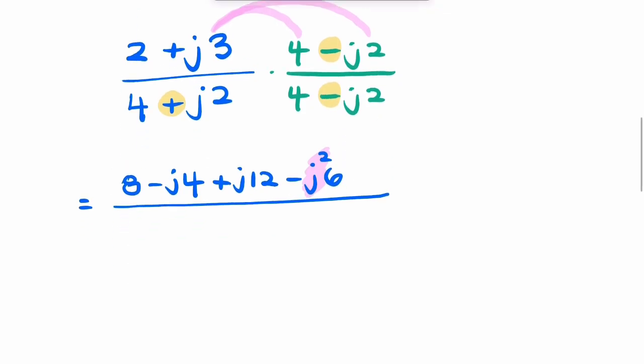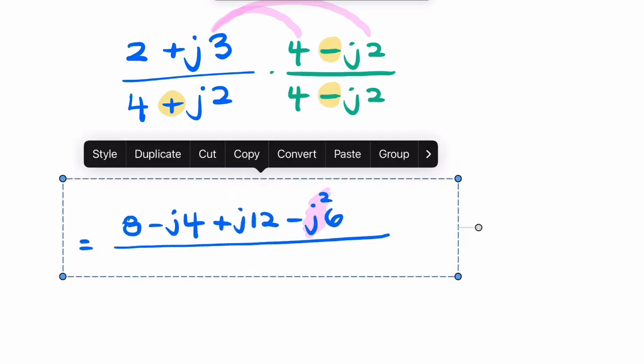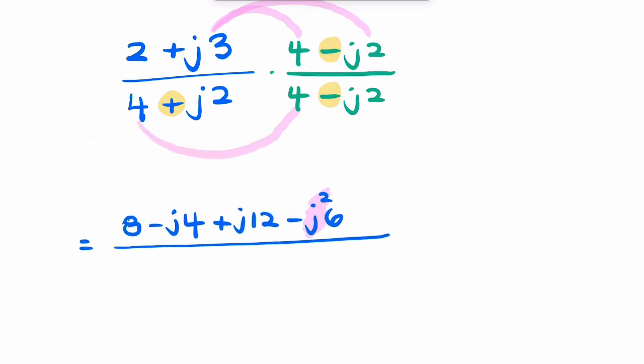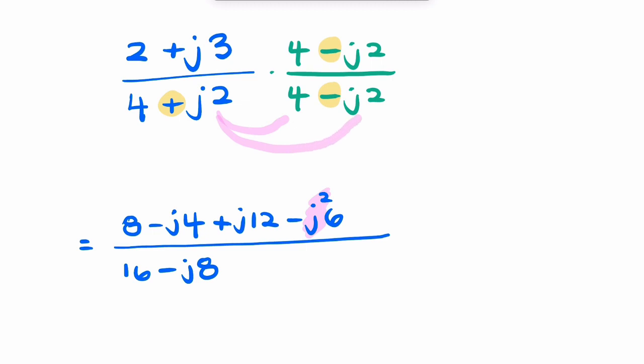We do the same for the denominator. So let's make some space. So we multiply the 4 by the 4, and then the 4 by negative j2. So 4 times 4 is 16. 4 times negative j2 is negative j8. Then we do the same for the j2. So we multiply it by both terms. So you get plus j8. That's j2 multiplied by 4. And then the j2 multiplied by negative j2 will give you negative j squared times 4.